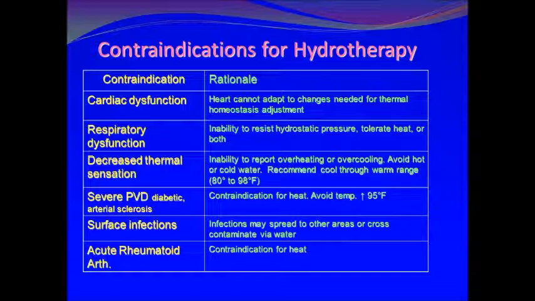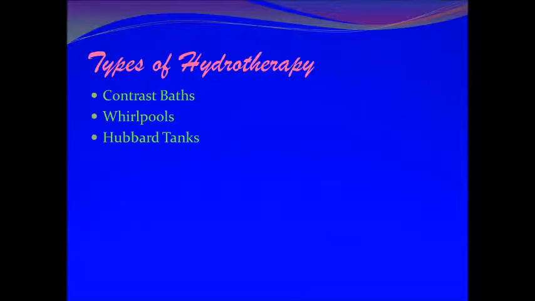For patients with severe peripheral vascular disease, diabetes, or arteriosclerosis, there's always a contraindication to the application of heat, so you need to avoid temperatures greater than 95 degrees Fahrenheit. If a patient has a surface infection, you don't want to put them into a hydrotherapy tank for fear that you may spread that infection to other areas of the body or possibly cross-contaminate other patients via the water. And for patients with acute rheumatoid arthritis, the application of heat would be contraindicated.